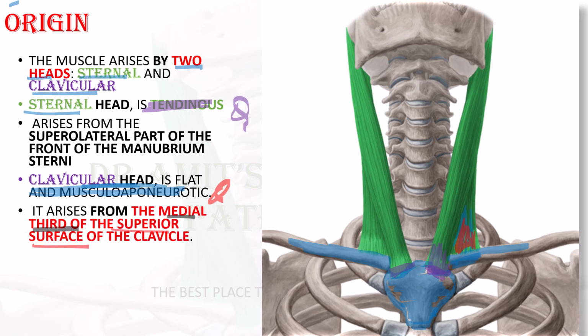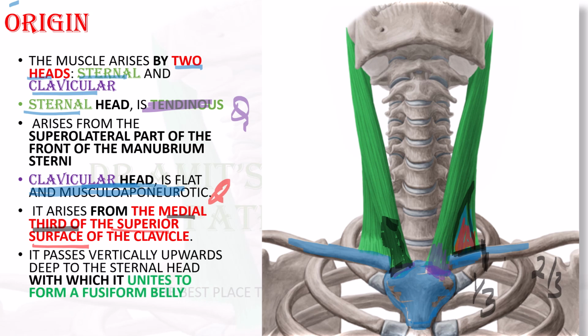Clavicle के बच्चों medial one-third होता है, lateral two-third होता है. So medial third के upper surface से इसका origin है clavicular part का, and sternum से sternal part का. The sternal part is tendinous and the clavicular part is the musculoaponeurotic part. In about the lower half of the neck, the two parts will fuse and they will form a single belly. नीचे तो बच्चे दो part में होता है, then they will fuse and form a single belly.